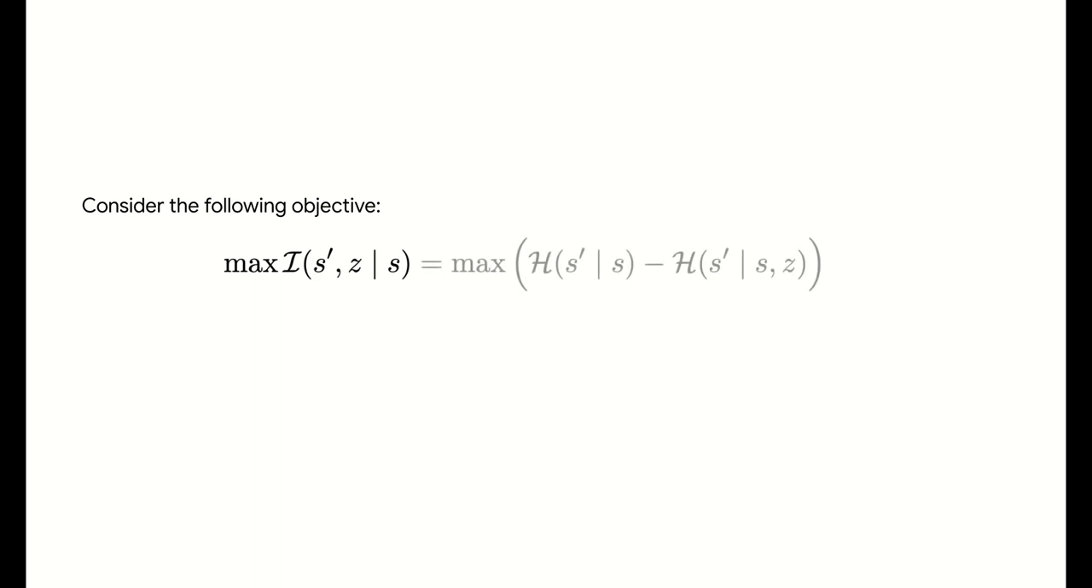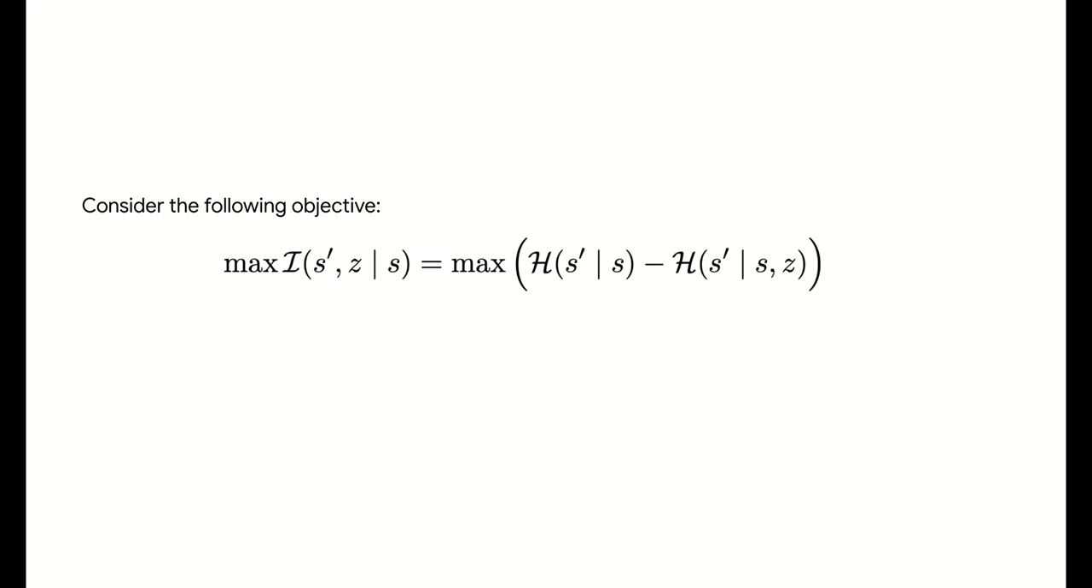So the question then becomes, how do we incorporate this notion of predictability into our skill learning objective? To that end, consider the mutual information between the next state S prime and the skill Z, given the current state S. At a high level, the goal of our policy would be to maximize this quantity such that the next state can be known from the current skill and the state.